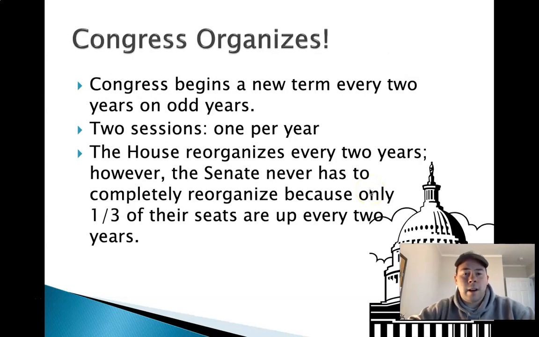Congress does begin a new term every 2 years. So remember when we were talking about representatives and their terms? Every 2 years, the entire House is reorganized. So it's based on those 2 years. They do start in the odd years, and then within each of those, there's 2 sessions, so 1 session per year. House reorganizes every 2 years, however. Like I said, the Senate never completely reorganizes because only a third of them are ever up for election at the same time.